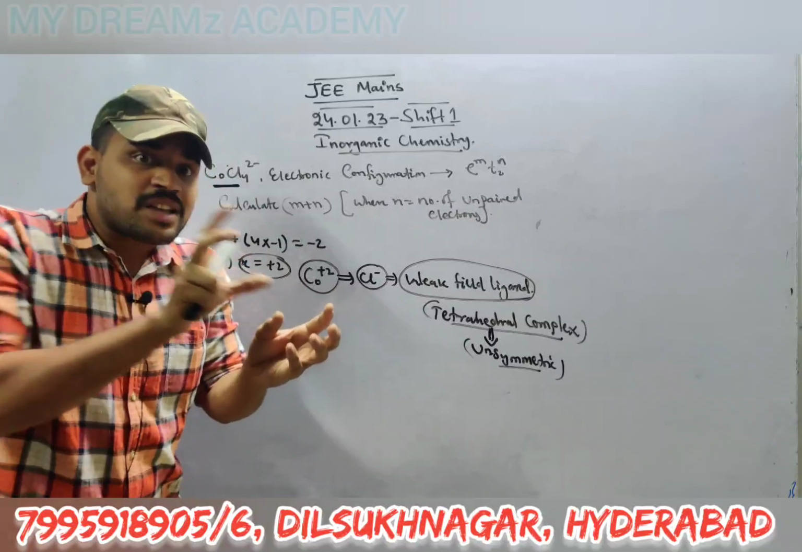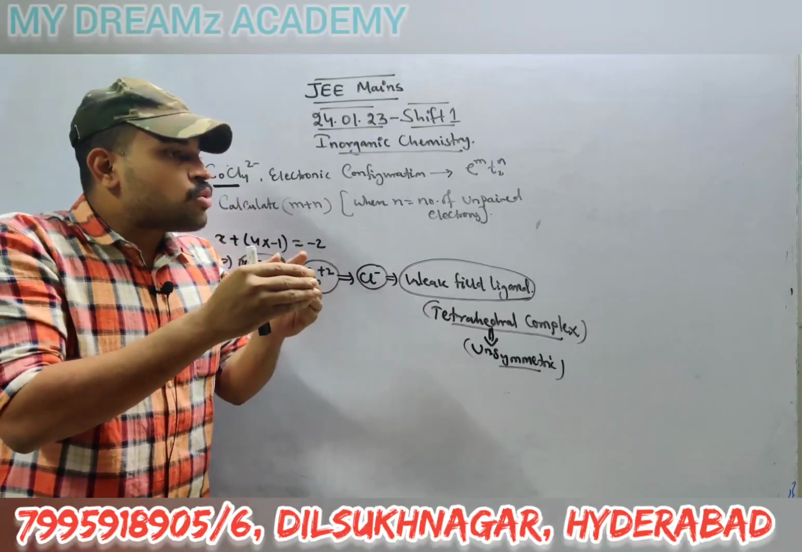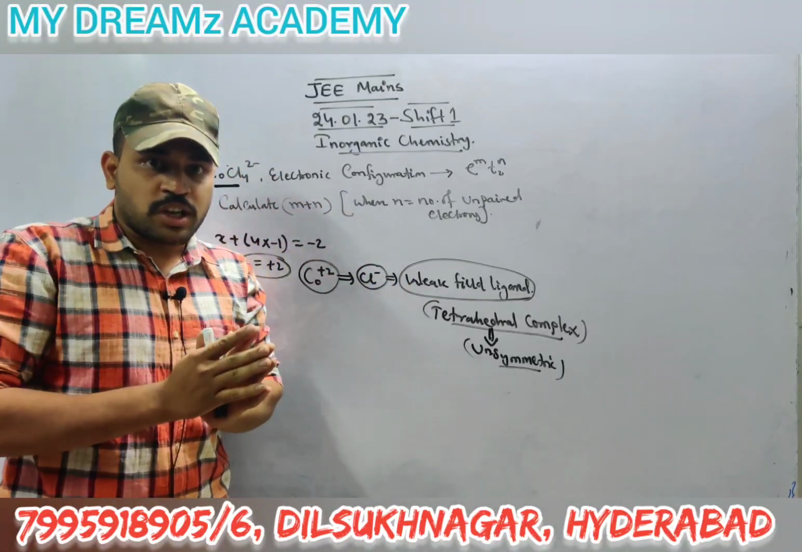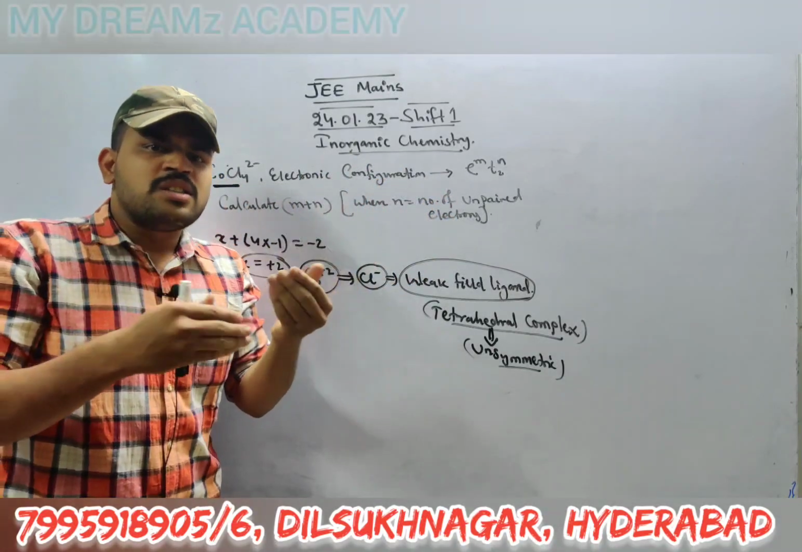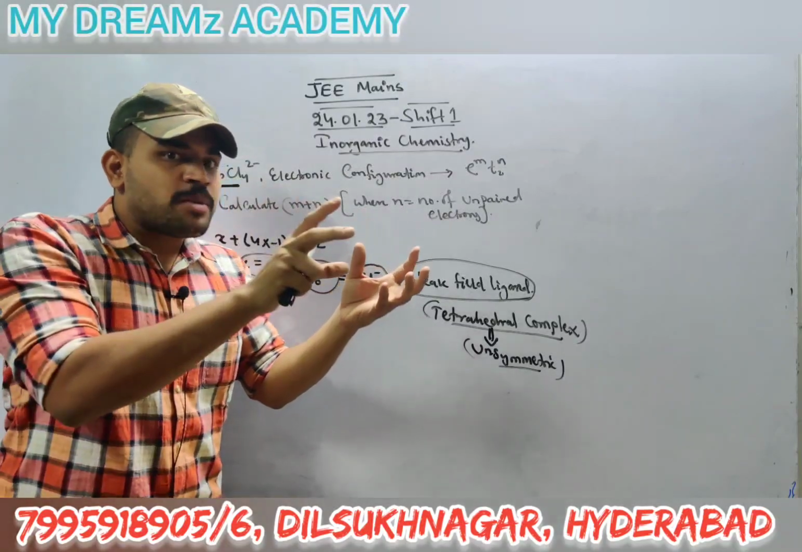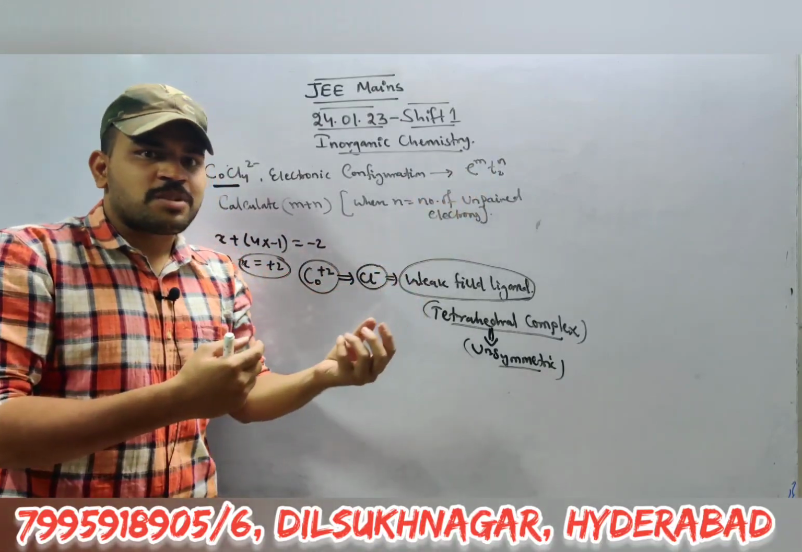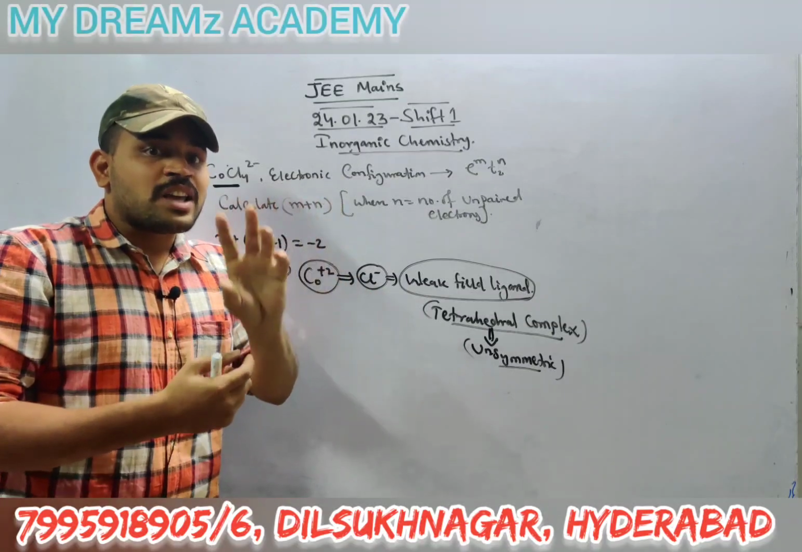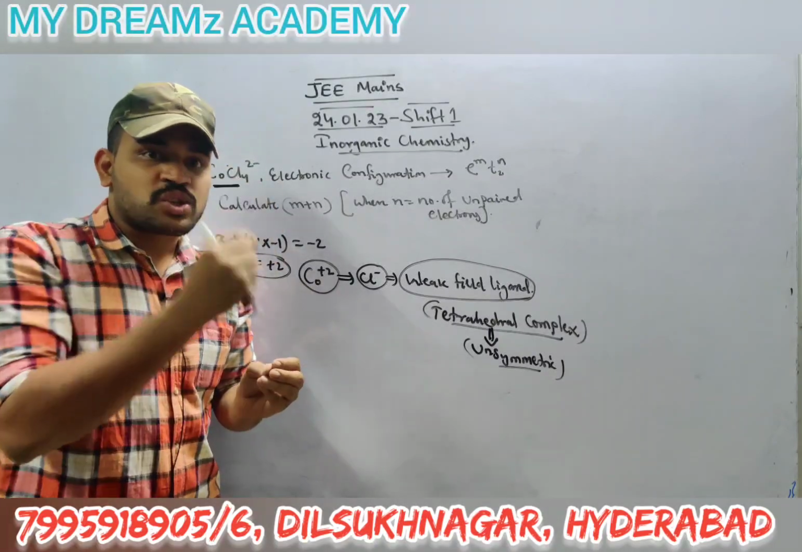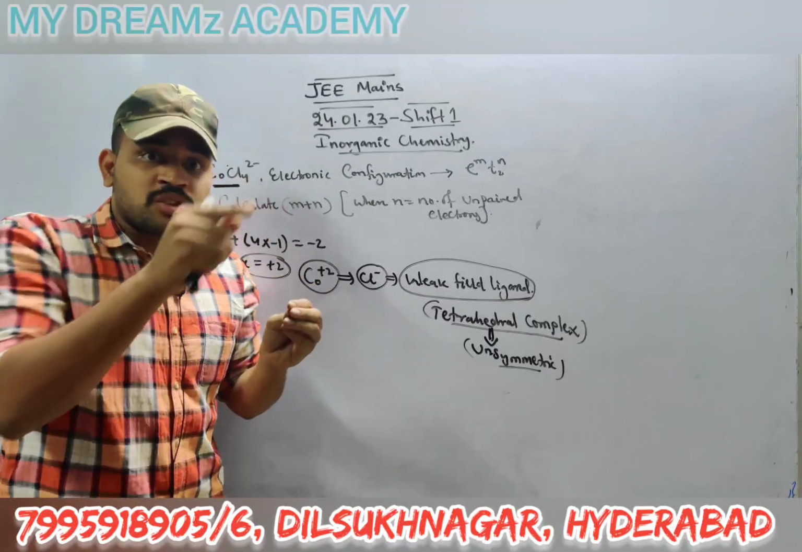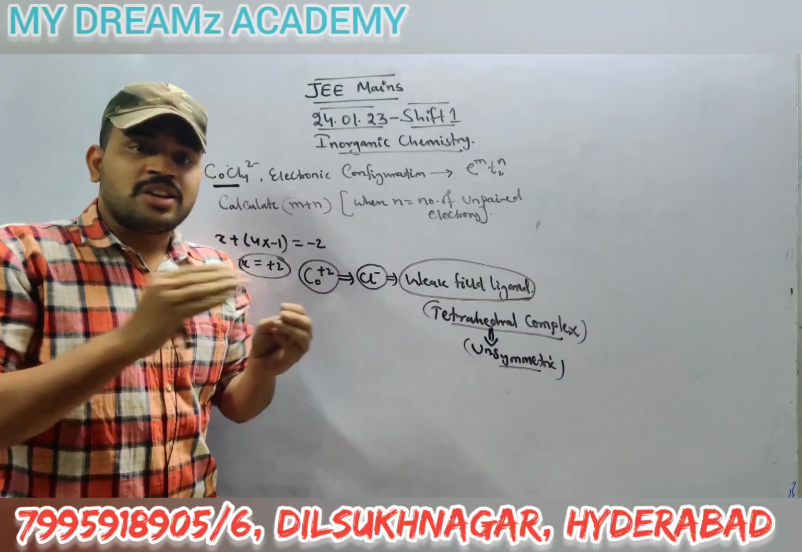These d orbitals are generally degenerate orbitals, but because the ligands are attacking the central metal atom, there is repulsion, and splitting of the d orbitals takes place into higher energy orbitals and lower energy orbitals. Initially the d orbitals have similar energies. So which orbitals have more energy? dx2-y2 and dz2, because these orbitals lie on the axis, while dxy, dyz and dxz do not lie on the axis.